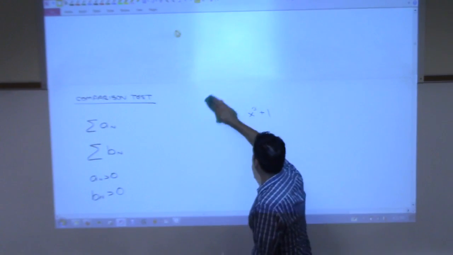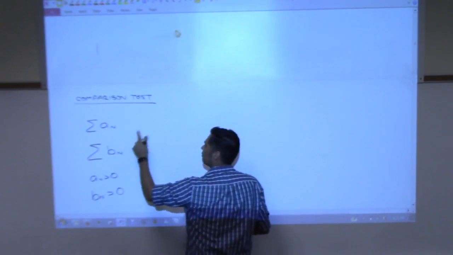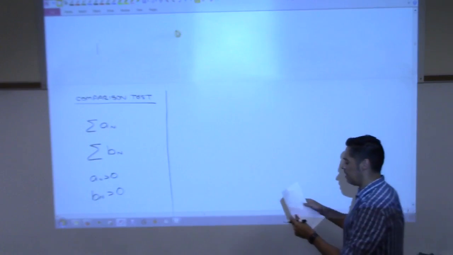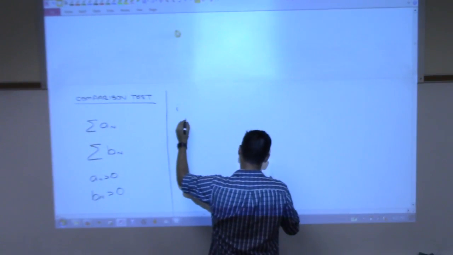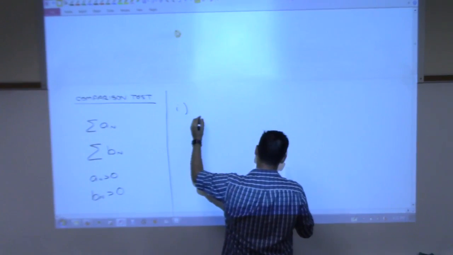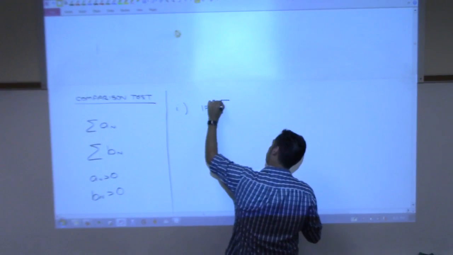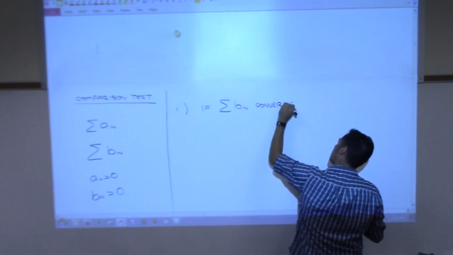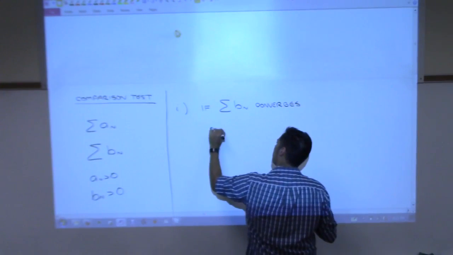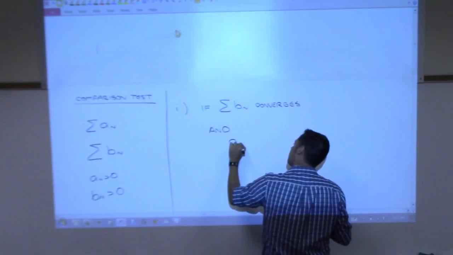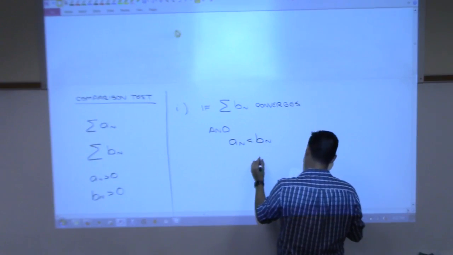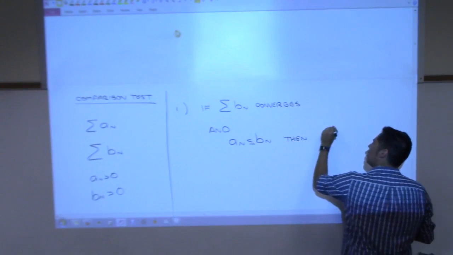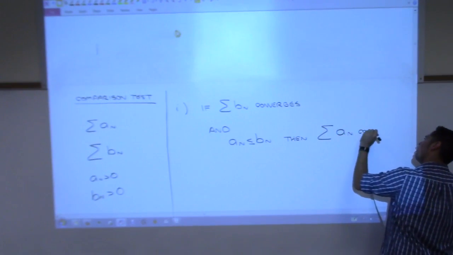Now, this should bother you already, the fact that there are two sequences in here, or series, sorry. So let's look at the conclusions, because there's three different things that could happen here. First of all, it says, if B sub n converges and A sub n is less than or equal to B sub n, then A sub n converges.